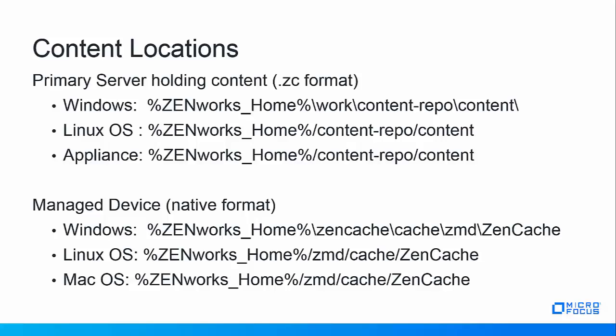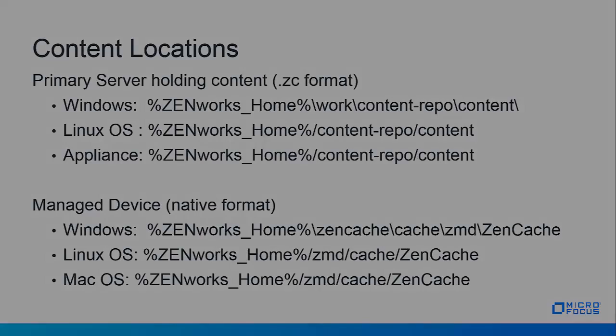Now on the managed device, when they receive the content, you'll find the content in the native format buried in its Action GUID folder. On Windows, this would be in ZENworks Home\zenCache\cache\zmd\zenCache. And for Linux and Mac OSs, the content resides in ZENworks Home/zmd/cache/zenCache. This content is imported when using the command line zman command or in ZCC, where content is uploaded using the ZCC helper if the object requires content.